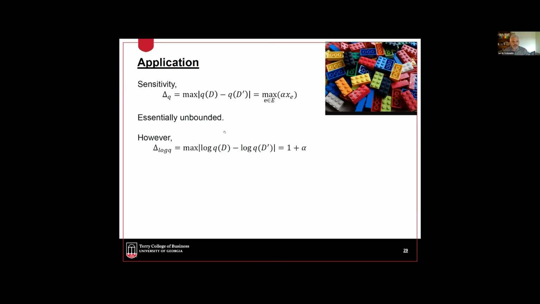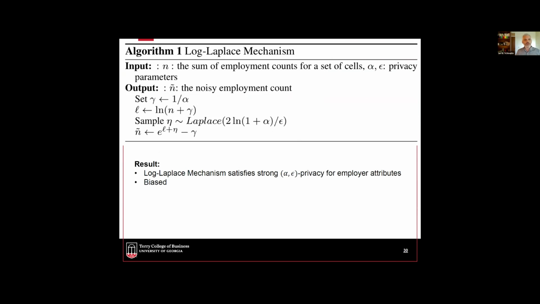However, if instead you look at the sensitivity of the log of the counts, that's going to be bounded by 1 plus alpha. And so they build a mechanism called log Laplace, which essentially adds noise to the log of the count and then takes an exponential to get the published count. The log Laplace mechanism satisfies strong alpha epsilon privacy for employer attributes, but does have the result that it's biased. However, through post-processing, you can correct for the bias that's introduced by taking these logarithms.